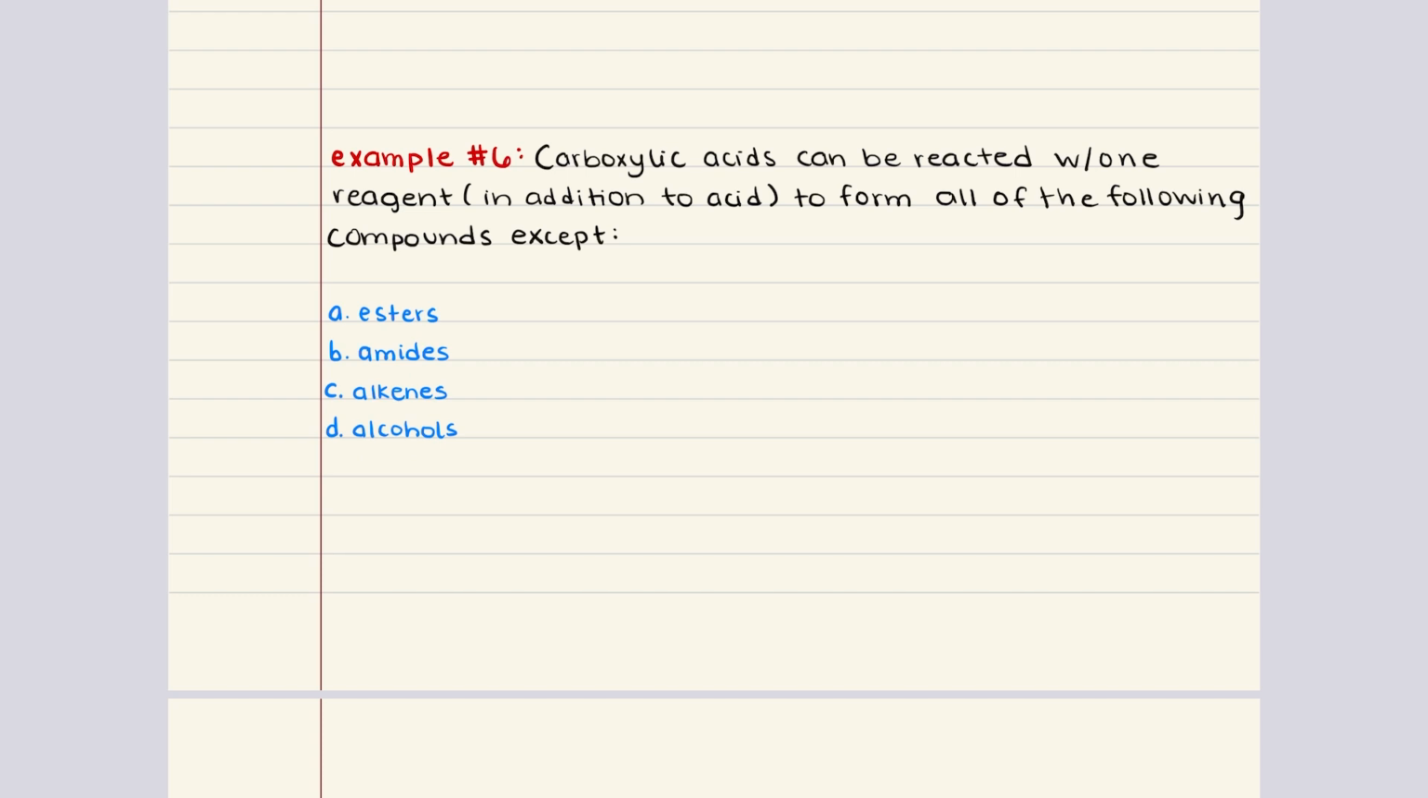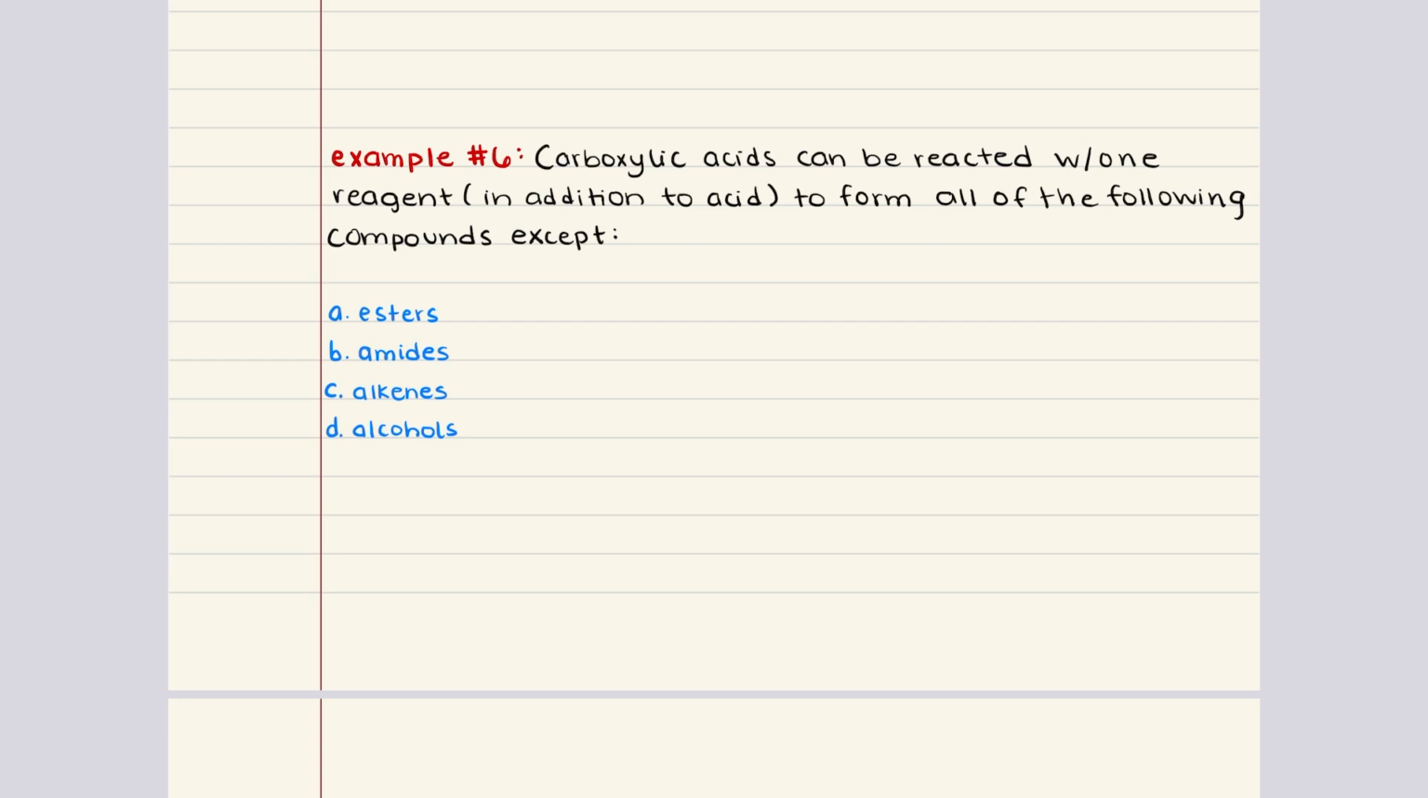Problem 6 says, carboxylic acids can be reacted with one reagent in addition to acid to form all of the following compounds except blank. Now, we discussed how carboxylic acids are very versatile and they can react with a single reagent to form many types of derivatives. For example, reacting a carboxylic acid with an alcohol forms an ester. Reacting it with an amine forms an amide.